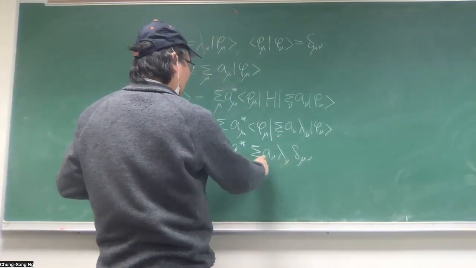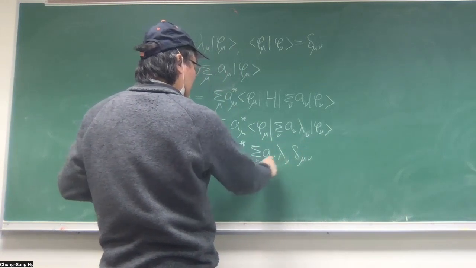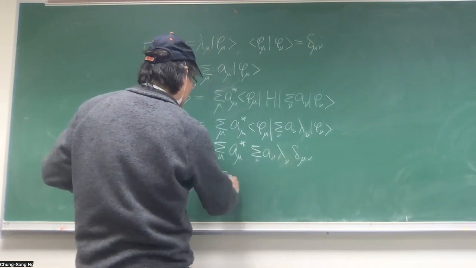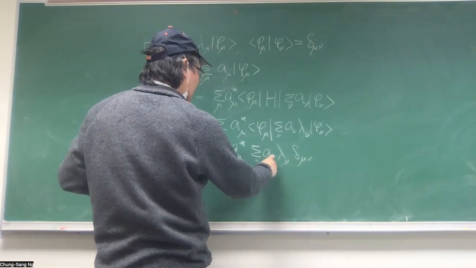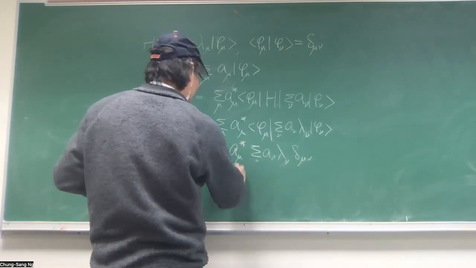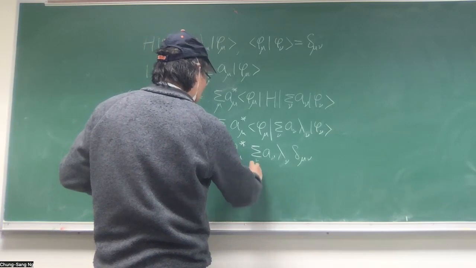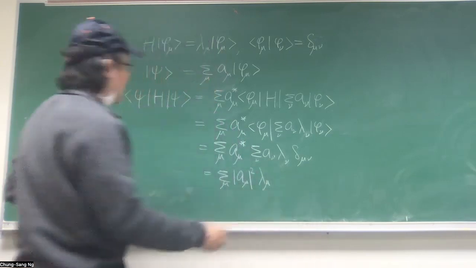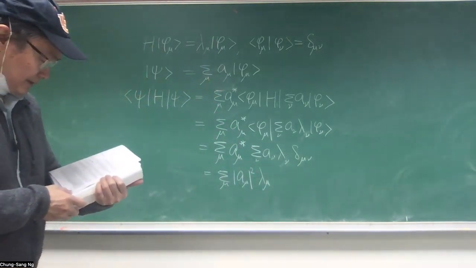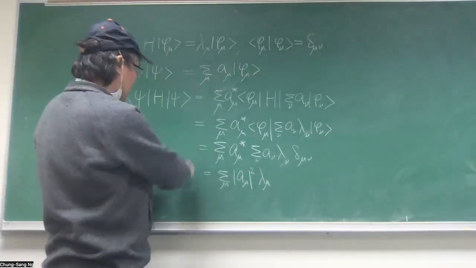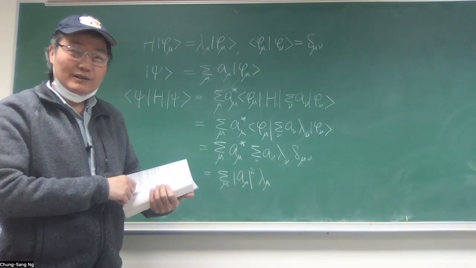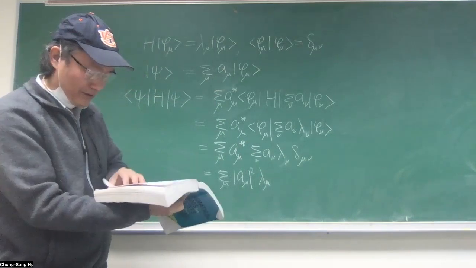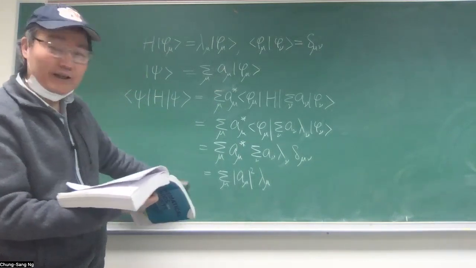And now you can sum over one of them, say sum over nu, and use the Kronecker delta to change nu to mu. This becomes A mu complex conjugated times A mu, which is A mu squared, times lambda mu. All right, so that's the next equation. Are you saying this part is okay, so far so good? I don't know which part you said you were confused about. So this part you can get up to here.